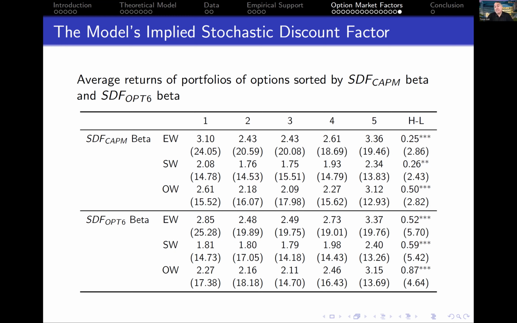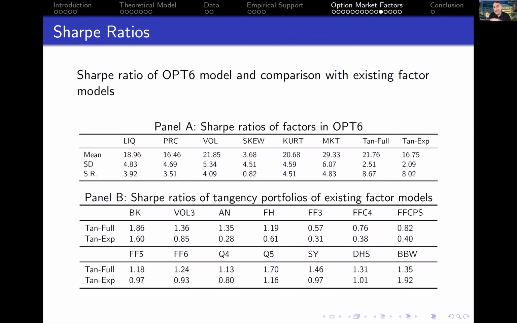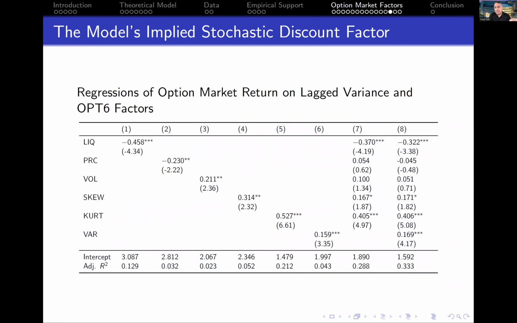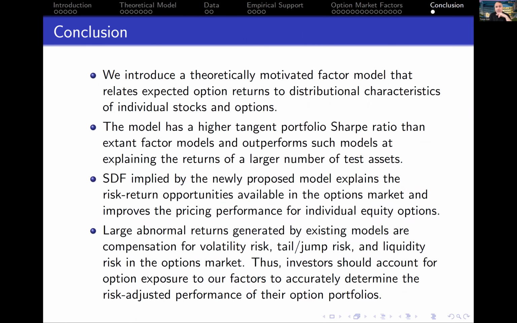All right. So the SDF, I would say, since it is a linear transformation of the tangency portfolio, if you add them up, if you take the results I just discussed, I summarized in this table and this table, right? It makes sense, right? So let me briefly conclude.